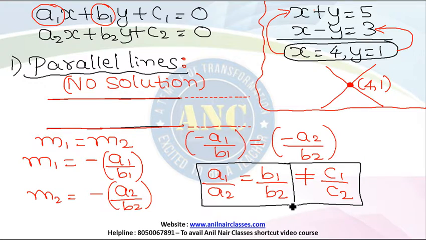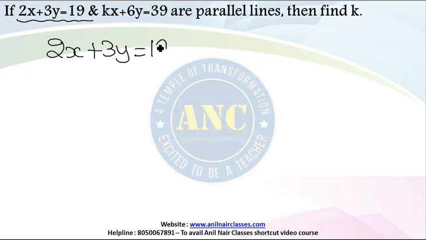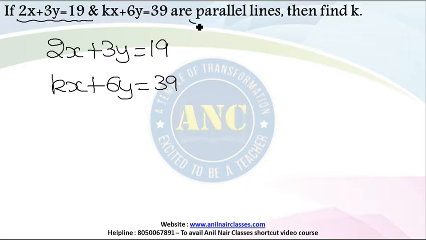Now, this is a theory part. How to implement this theory in our problem solving? Again, I am saying that problems will be very easy by nature. Please see this question, which is based on parallel lines. If 2x plus 3y is equal to 19, and kx plus 6y is equal to 39 are parallel lines. They are giving in the question that they are parallel lines. Then find the value of k.